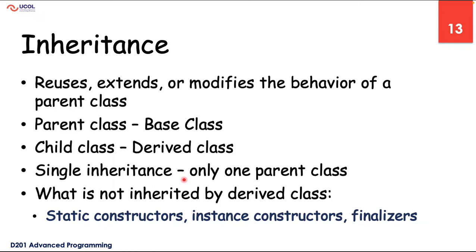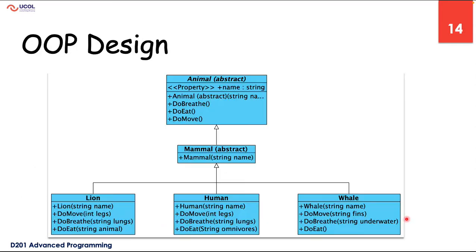It means that one class can only be derived from one other class. Okay, so what is not inherited by the derived classes? Derived classes do not inherit the static constructors, instance constructors, or finalizers. They don't inherit the constructors or the finalizers. Other than that, everything is inherited in the child class or the derived class.